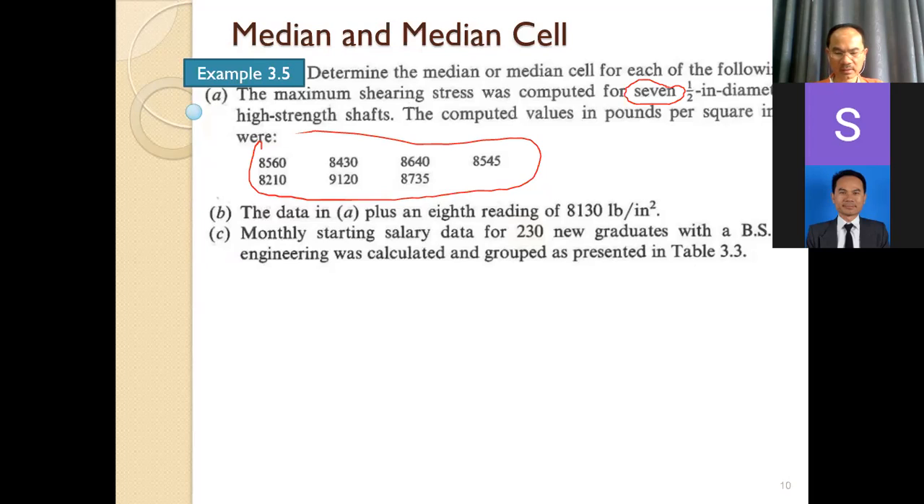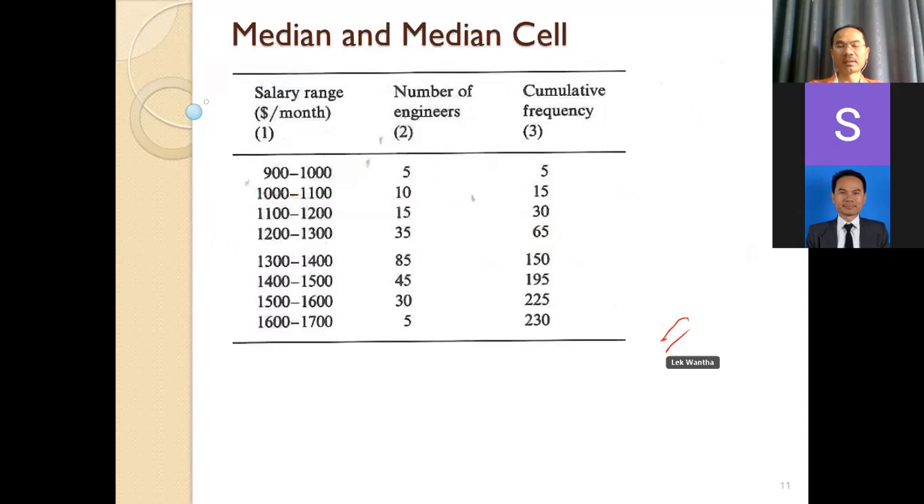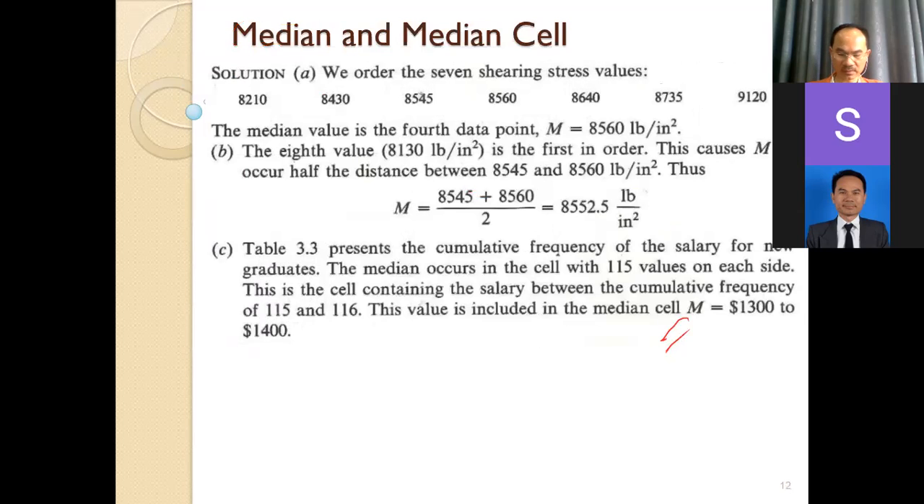To find the median. This means the median value. What is the median value? And the second question, if we add one more property to this data, what is the median value? And frequency, we talk about the frequency data. This is for question C. Calculate the median value for this set. Okay, first we look at question A and question B.